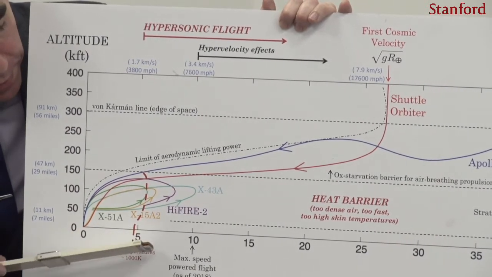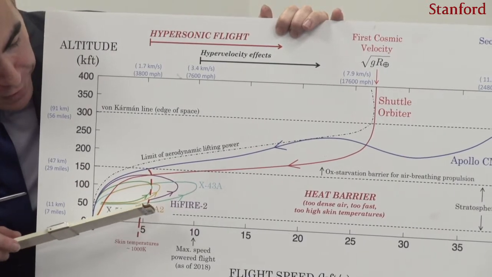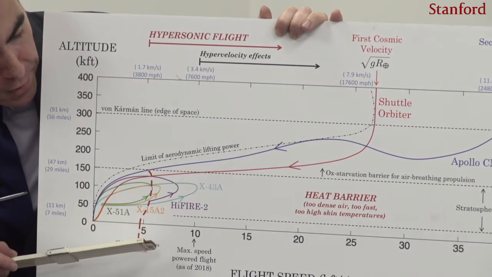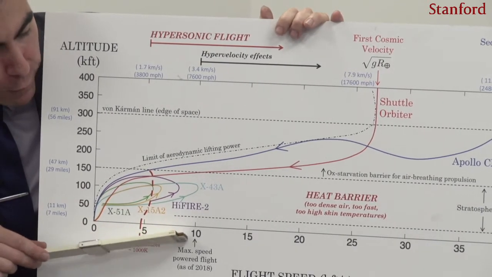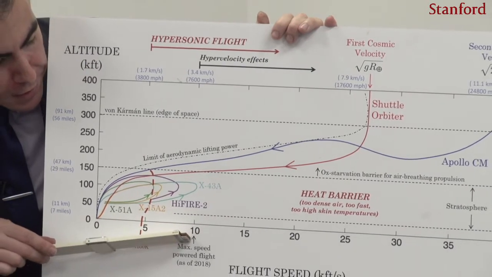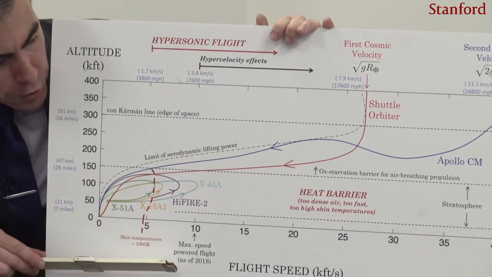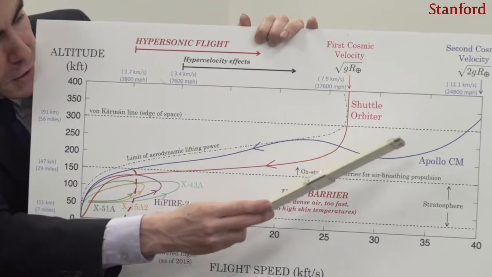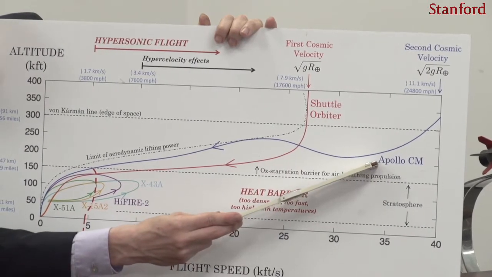So these systems like the X-43A, HiFIRE, X-15, X-51A, they all fly within the stratosphere, and the top velocities that have been achieved are typically of order Mach 10, like the maximum velocity ever achieved by a scramjet, which was the X-43A. So there are other systems, right, like these ones that you see here, like the Shuttle Orbiter or the Apollo.